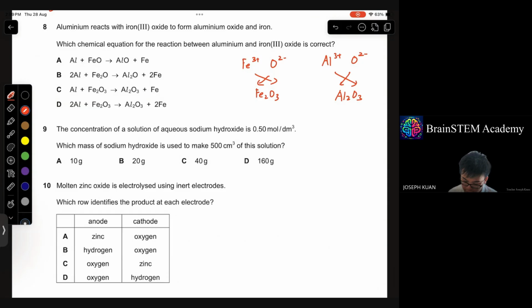So we can actually cancel out our answers for A and B. And then the answer is D for donkey because of balancing. So to have 2 aluminium in our aluminium oxide, we must have 2 aluminium instead of 1.